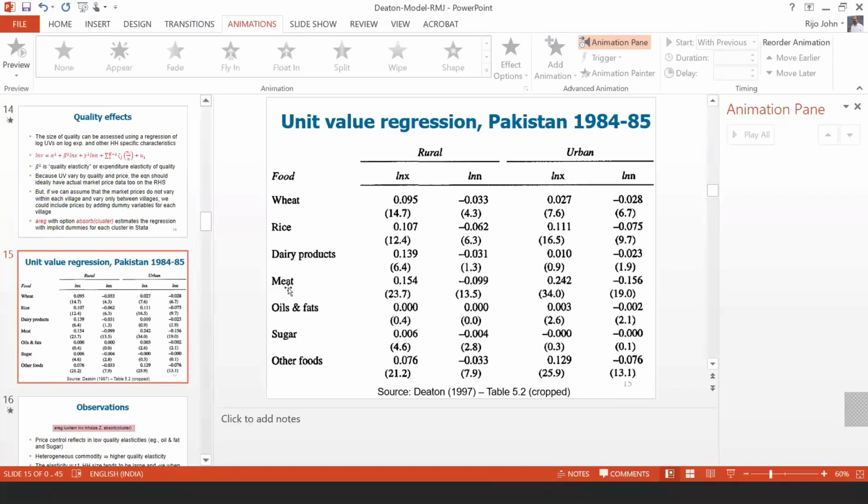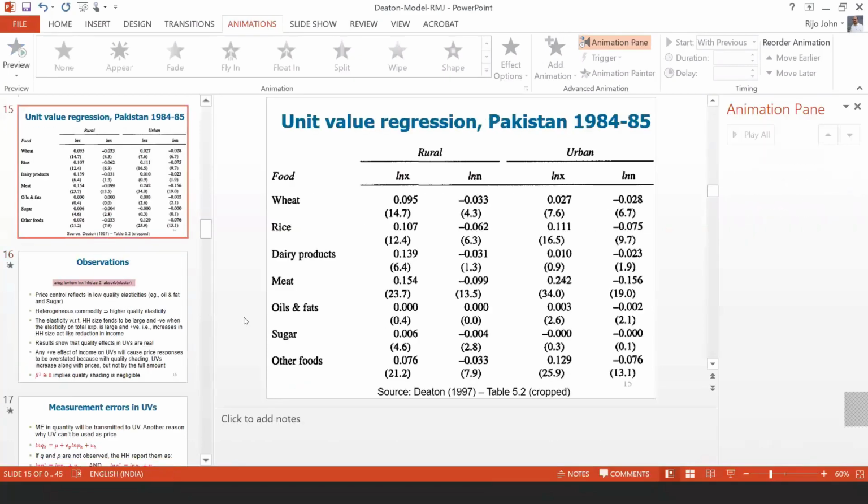So even for such a product, we see that the quality elasticity is only around 0.15. In fact, Deaton says that, based on his experience with different databases from across countries, it is hard to see quality elasticity going beyond 0.15. This is kind of the rule of thumb, he says. These results are separately available for rural and urban. This is from Pakistan. This table is again replicated from Deaton's book, table 5.2.